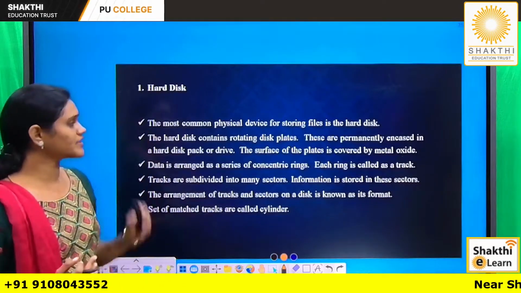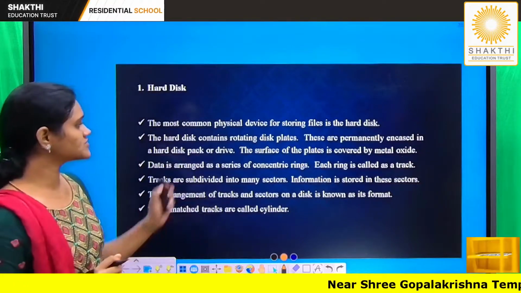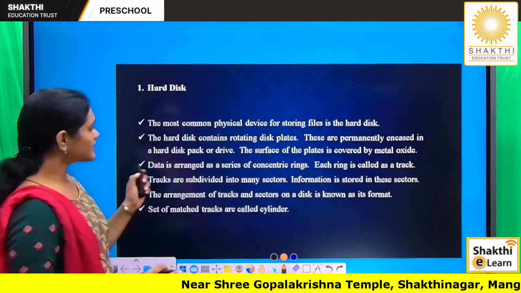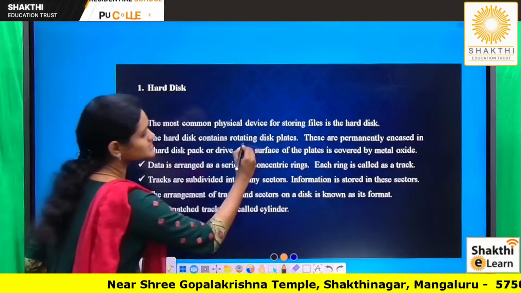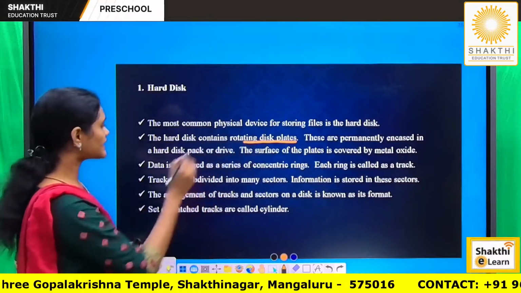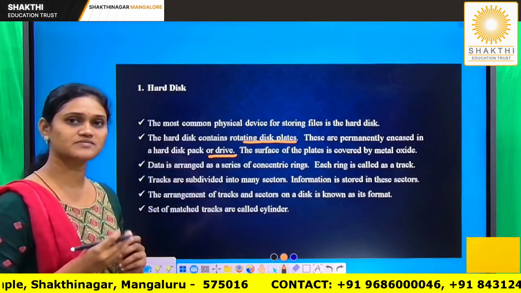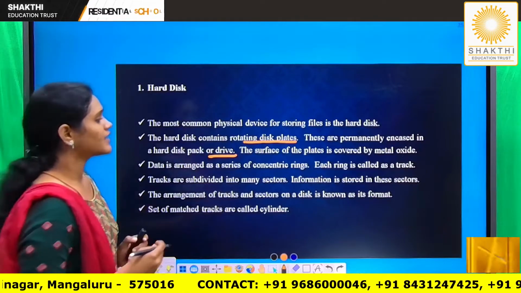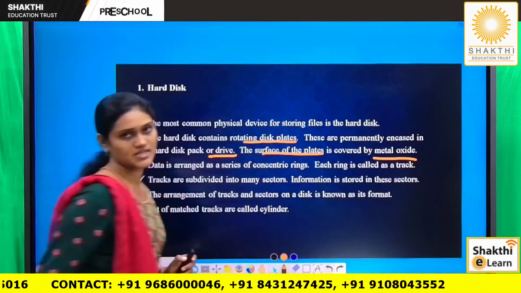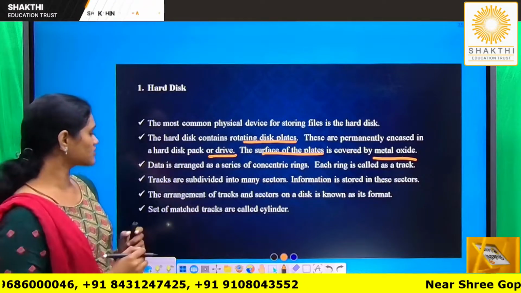Now coming to hard disk, it is of course an additional storing device. So it's a physical device for storing files or data. And here you have something called a disk plate that will be rotating, and these are encased in a drive. The hard disk definitely will have something called a drive. And the surface of these plates is covered by metal oxide.